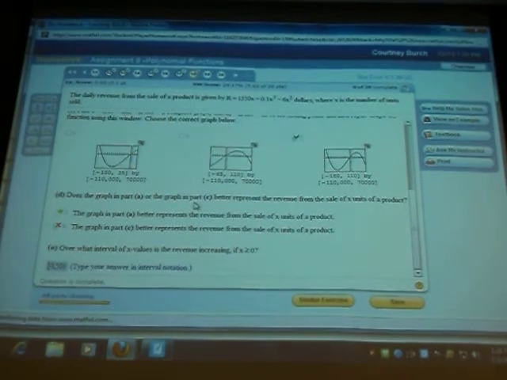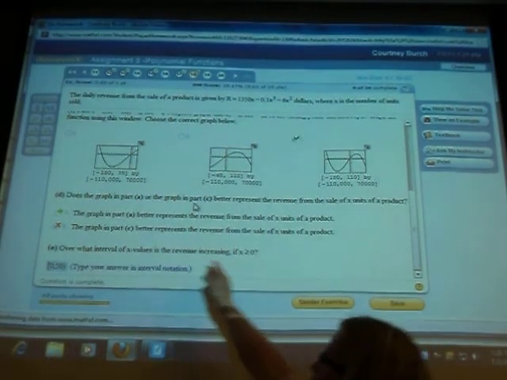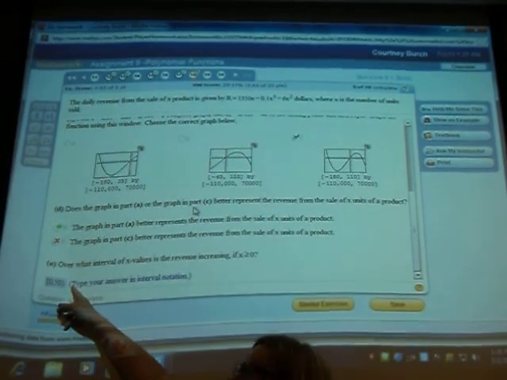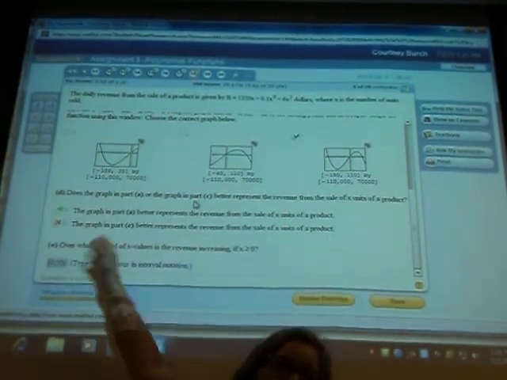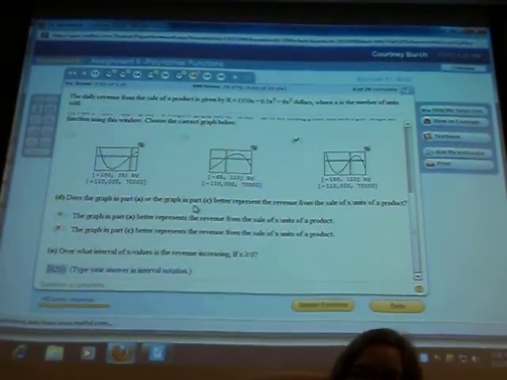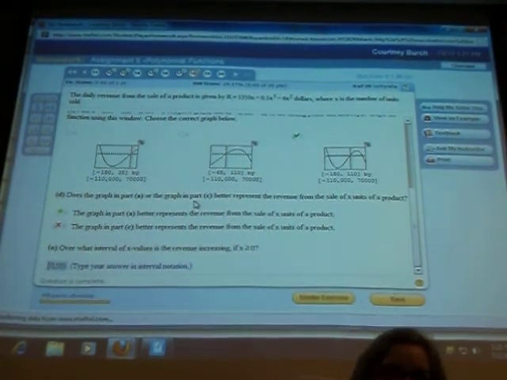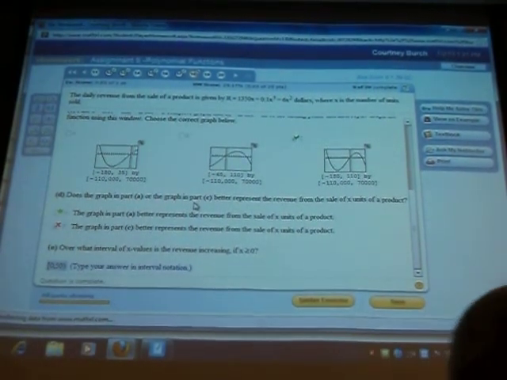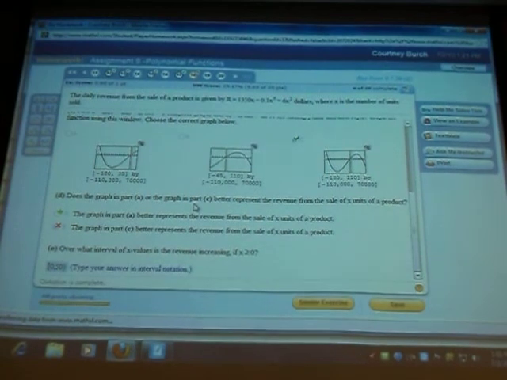So I used a bracket at 0 because I start at 0, my revenue increases up until the maximum. Then I put a parenthesis at around 50 because at 50 it's not technically increasing anymore. At 50 is where it changes direction. So I don't want to include that.